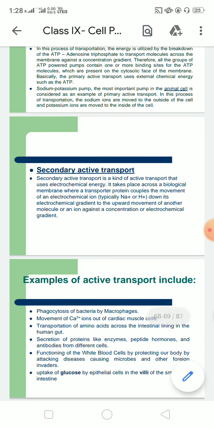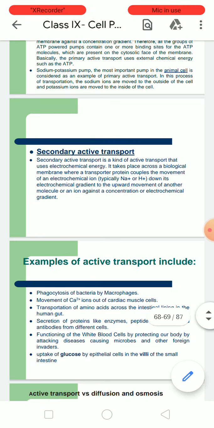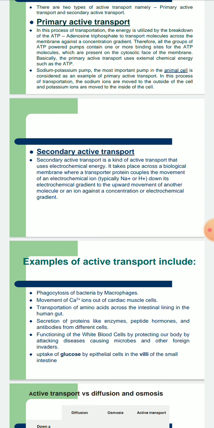In primary active transport, all the groups of ATP power pumps contain one or more binding sites for the ATP molecules, which are present on the cytosolic face of the membrane, that is the downward side. Basically, primary active transport usually uses external chemical energy such as ATP. The sodium potassium pump, the most important pump in the animal cell, is an example of primary active transport.